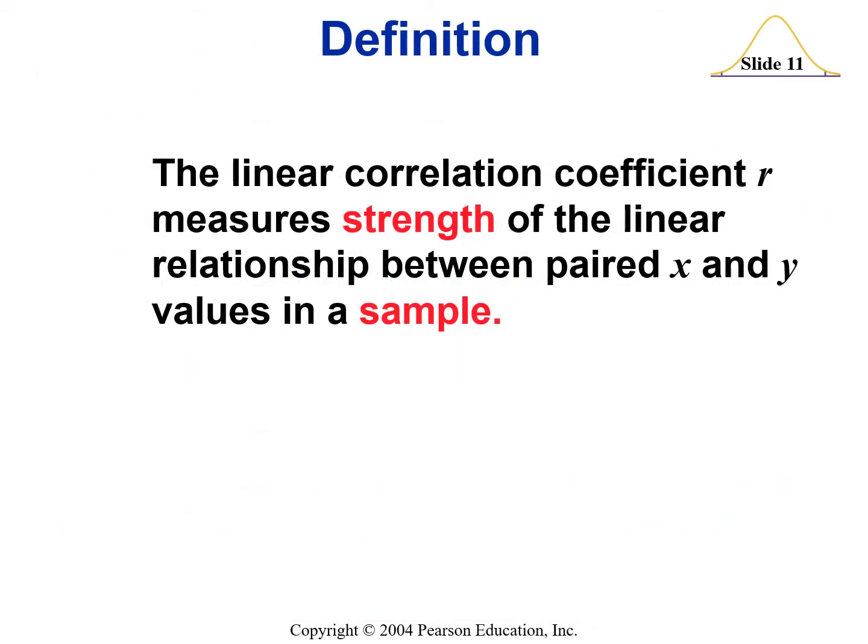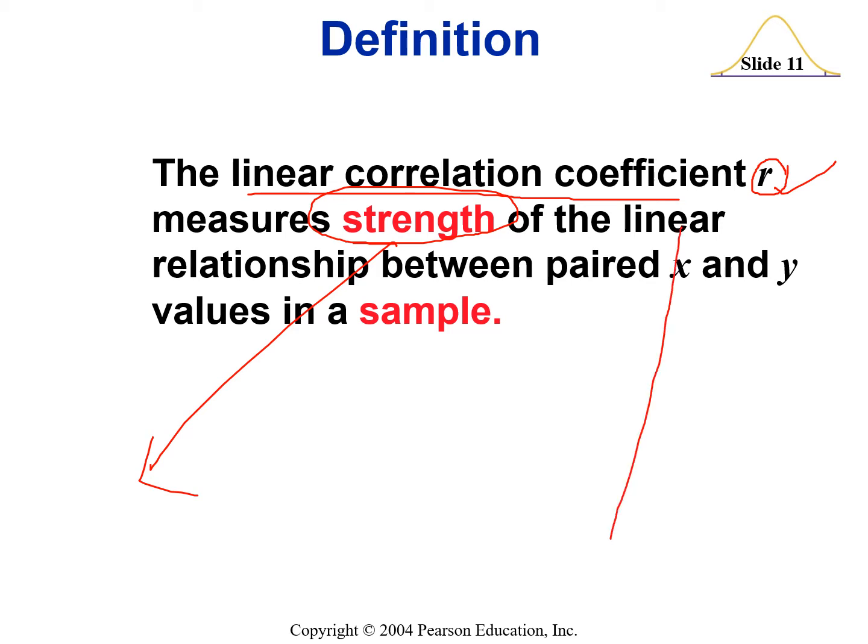To objectively judge the correlation, we use a measure called the linear correlation coefficient, small r, to measure the strength of the linear relationship between x and y values in a sample. It is a very important measure in statistics. The objective of r is to measure the strength of linear relation.